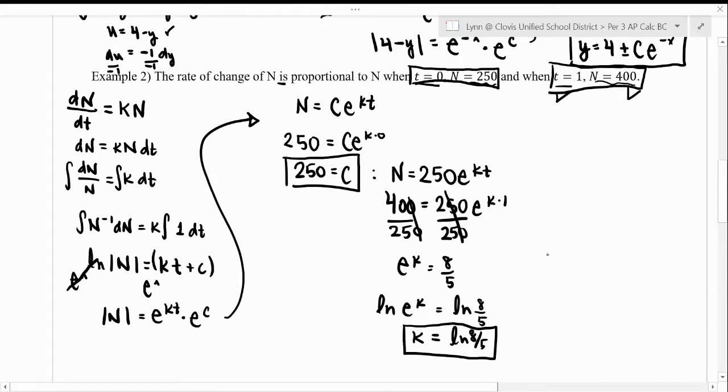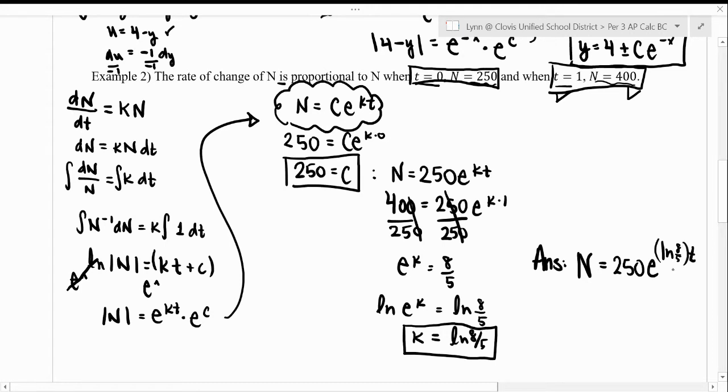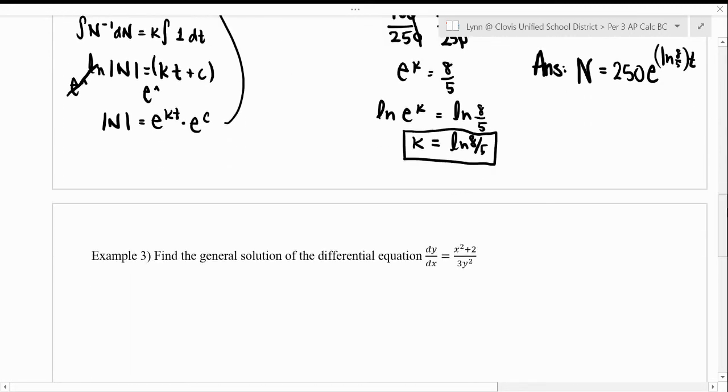So then my actual answer, though, has to be that equation with those two numbers substituted in. So I'm going to use this right here, but I'm going to replace k and c with the values I just solved for. So this would be n is equal to c, which was 250, and then e to the k, so k was the natural log of 8/5, and then times t. And I think I'm going to group that so it is obvious that that's what I got. Okay, so there is example 2.